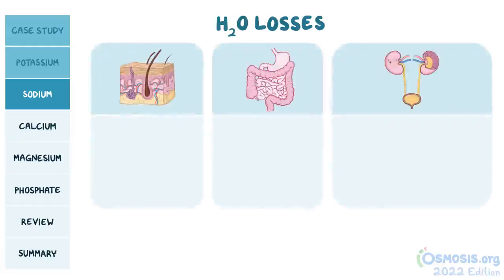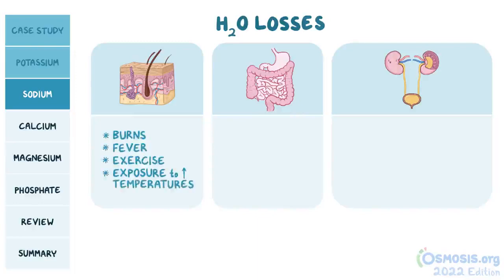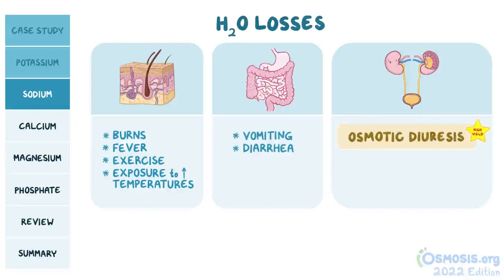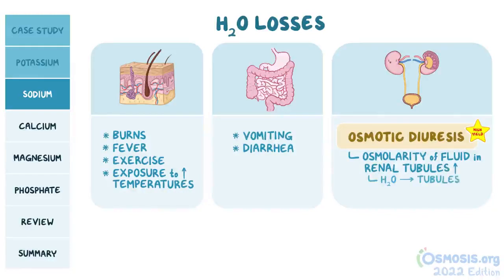Increased skin losses can occur in individuals with extensive burns, fever, exercise, and exposure to high temperatures. Then we have the gastrointestinal losses, like vomiting or diarrhea. Finally, too much water can be lost through the kidneys because of osmotic diuresis. This occurs when the osmolarity of the fluid in the renal tubules is too high and it sucks more water into the tubules, which is then lost as urine.